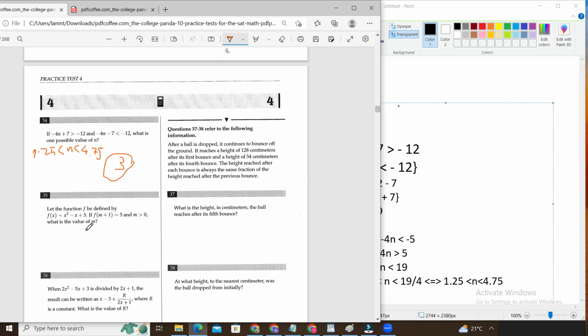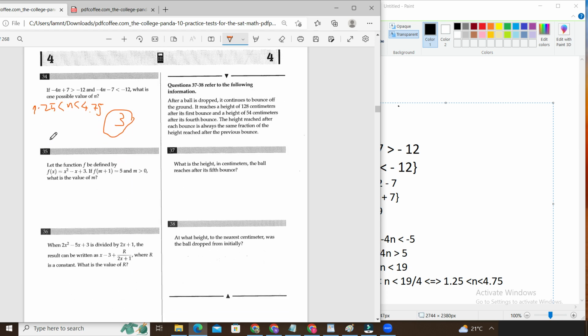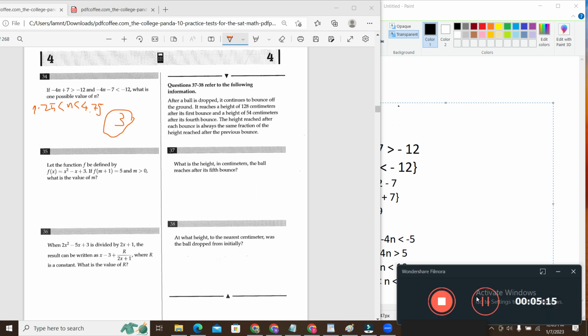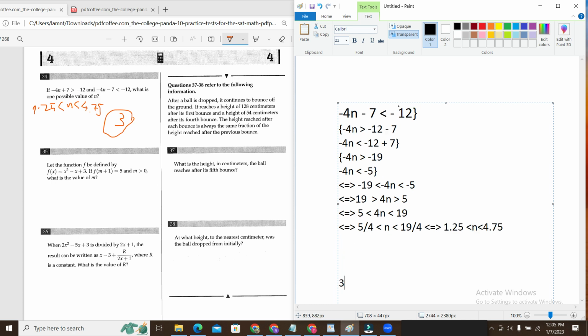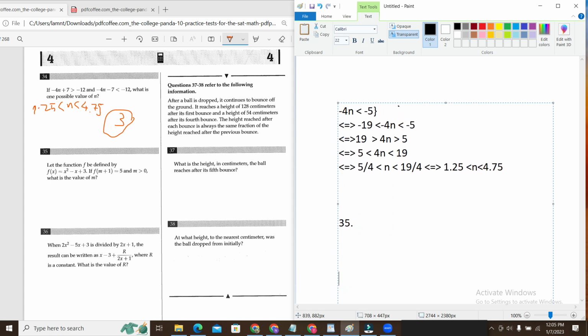Okay, so number 35, let f(x) be a function defined by this equation, f(m plus 1) is equal to 5 with m bigger than 0. What is the value of m? First of all, to solve question number 35, we must write down the equation first. So 35, f of x is equal to x squared minus x plus 3.